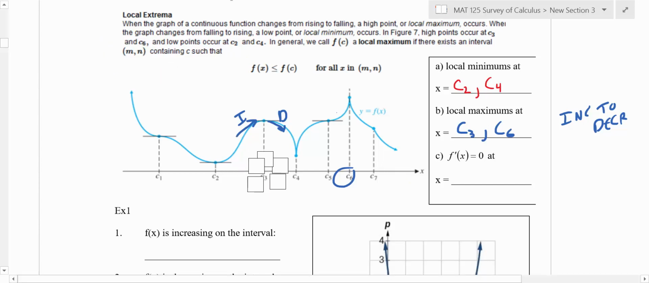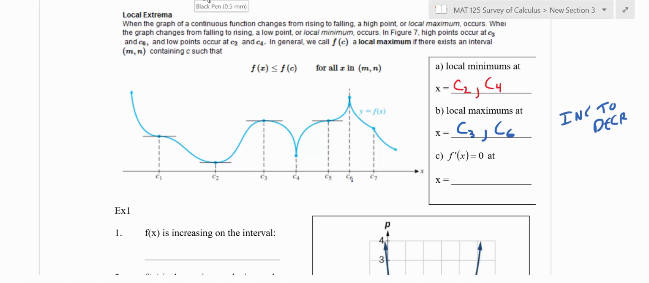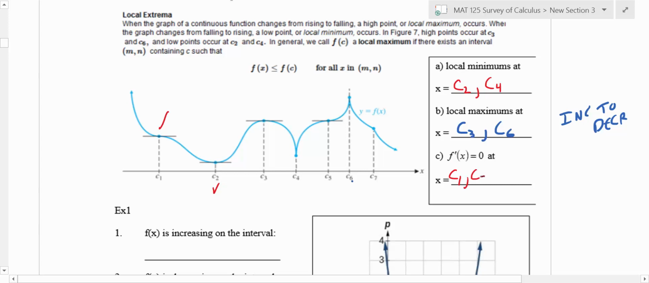Now we need to identify every place on here where the derivative is 0. So you're looking at a place where the tangent line is horizontal. Well, that happens lots of places. It happens at C1. It happens at C2. It happens at C3. What happens at C4? We talked about that. Sharp point, what does that tell you? It's not differentiable, so there's no derivative there. Next place would be C5.